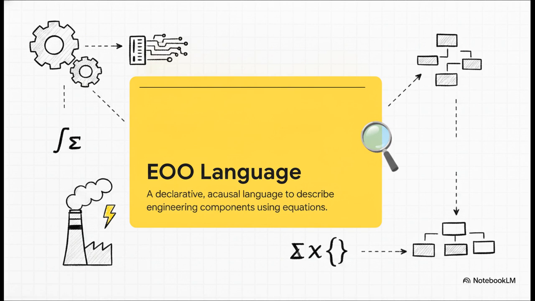But to understand it, we really have to understand its language, Equation-Based Object-Oriented Language, or EOO. It's a declarative acausal modeling language. Simply put, it allows users to describe massive physical engineering components just by writing out their equations. It essentially transforms complex, sprawling physics into manageable, highly reusable virtual objects.